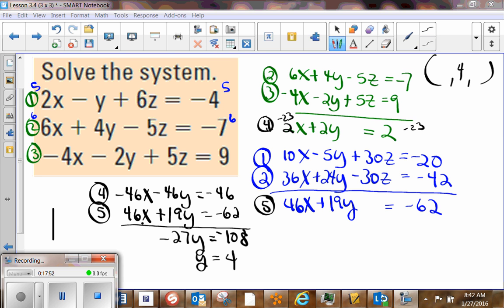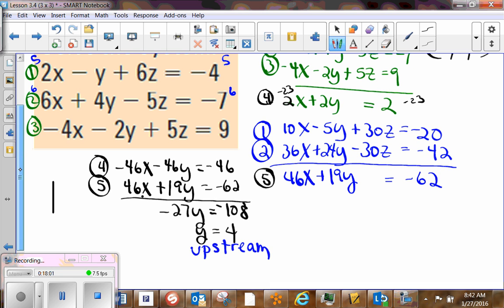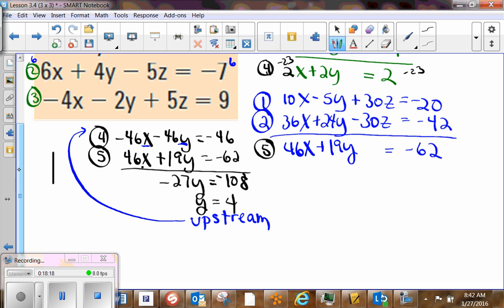Now, at this point, you start going upstream. I'm going to take that 4 and put it up into one of these that only has 2 variables. This one only has an x and a y. So since I know what y is, I can stick it in to figure out what x is. So I'm taking number 4, and I'm plugging in the 4 for my y.